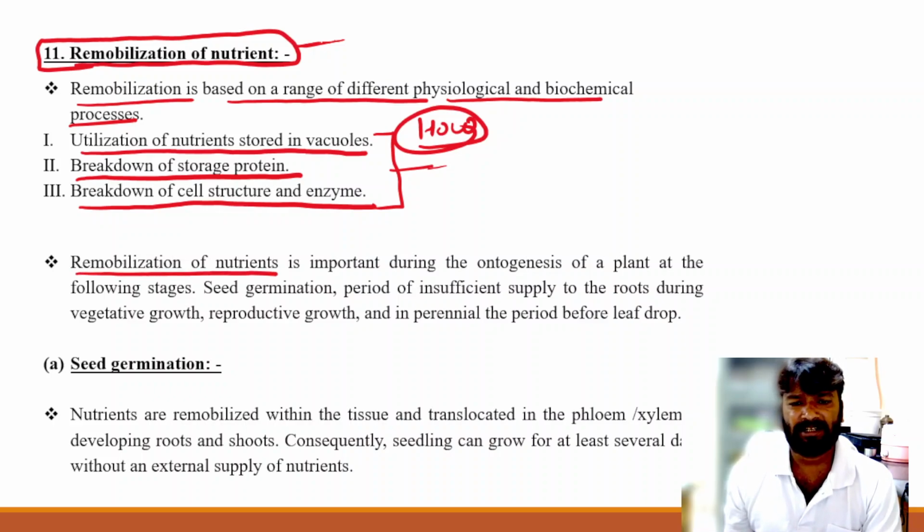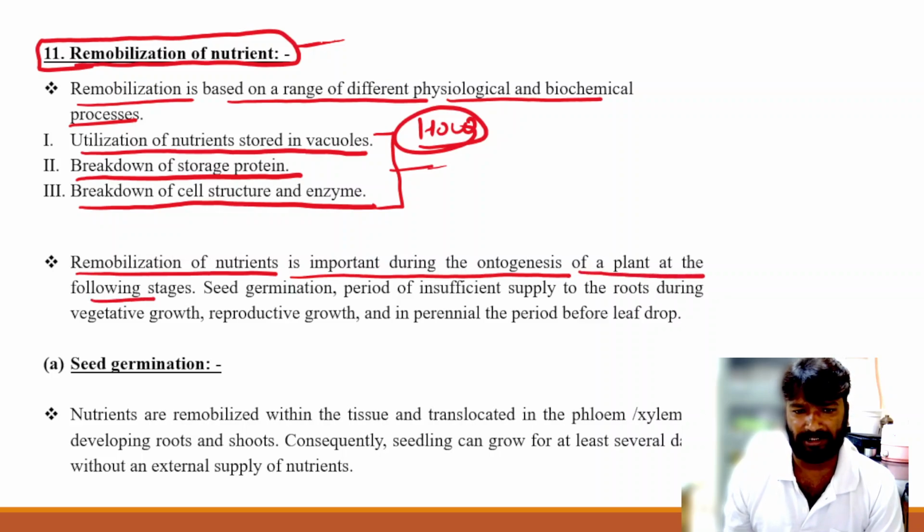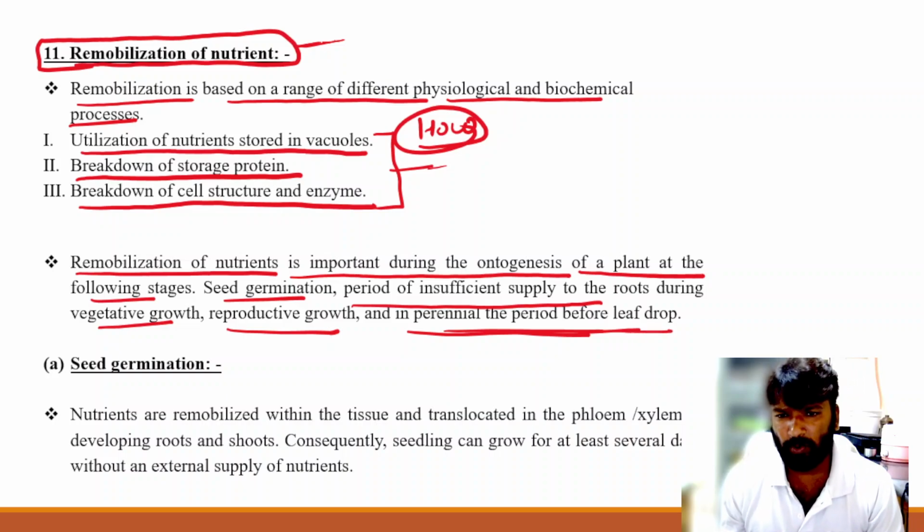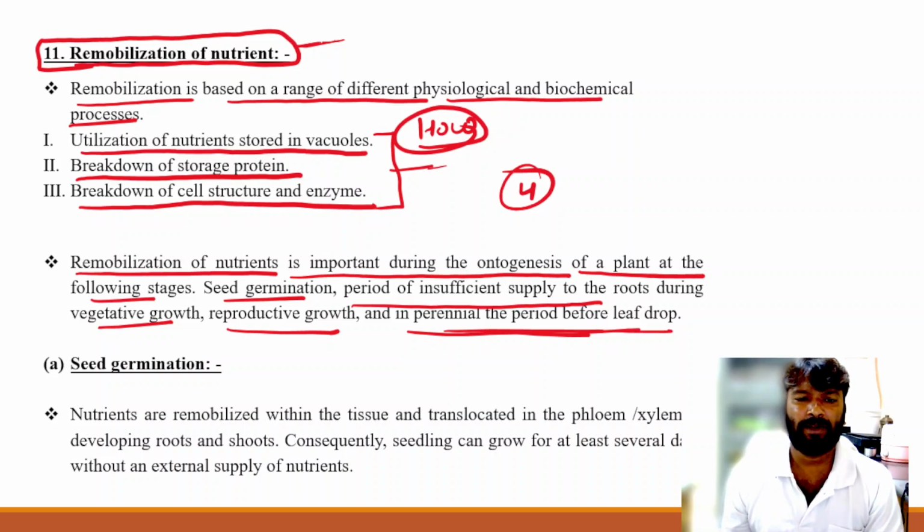Remobilization of nutrients is important during the ontogenesis and senescence of a plant at the following stages. So at four main stages: seed germination, the period of insufficient supply to the root during the vegetative phase when the growth is very high, the reproductive growth, and fourth, in perennials, the period before the leaf growth. So in these four stages remobilization of nutrient mainly takes place.